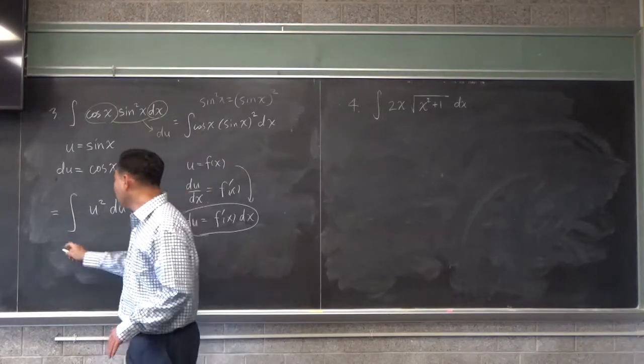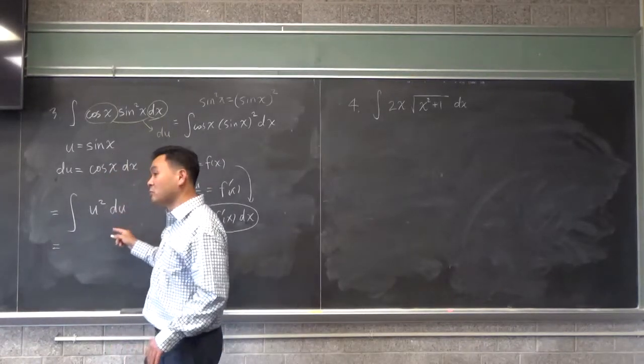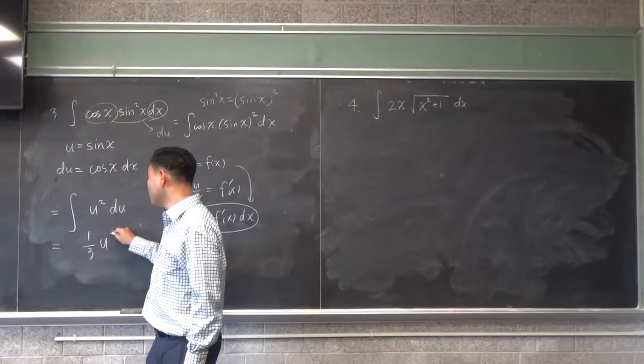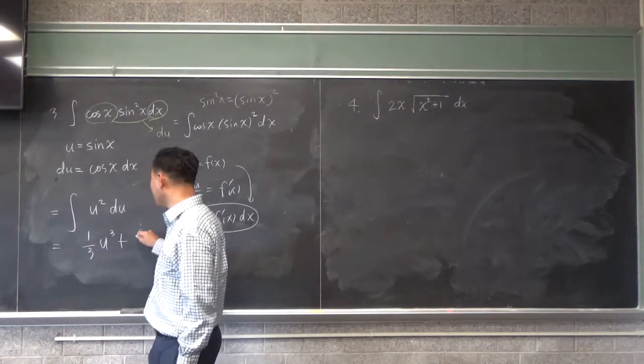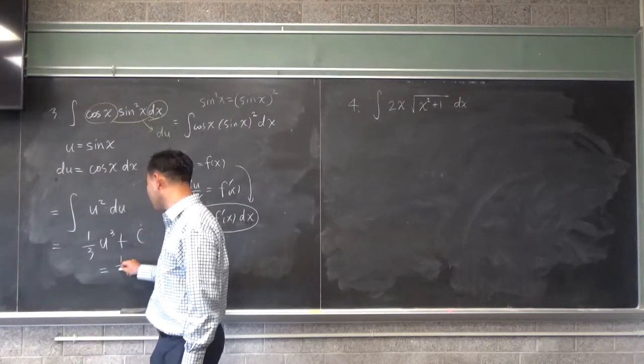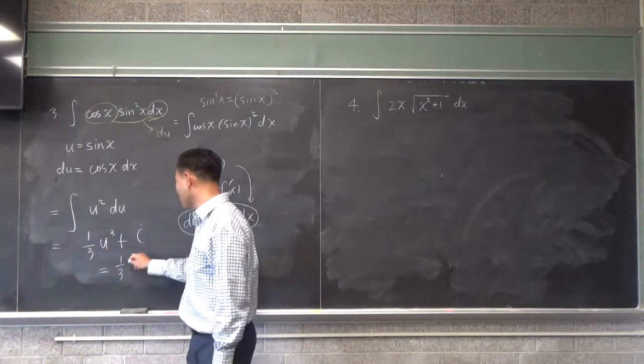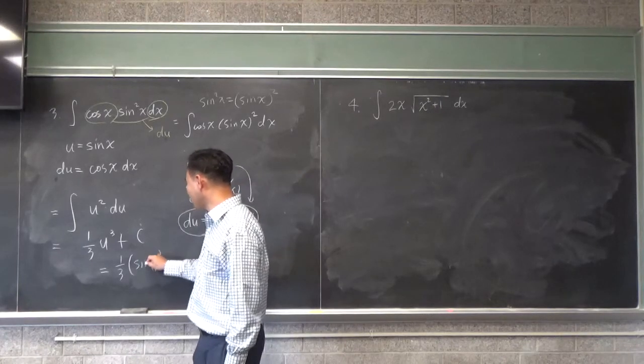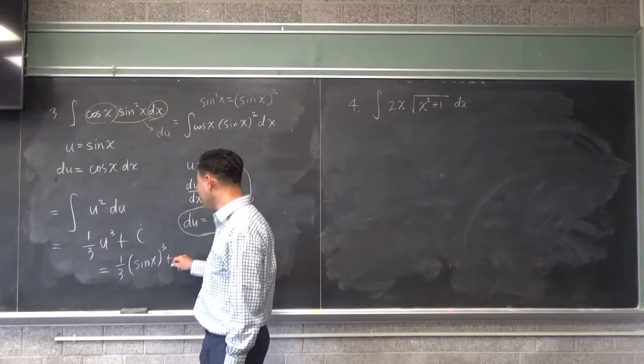Okay? All right, so what is u squared integrated by u? 1/3 u cubed, and then plus c. Okay? Again, some people forgot this. Almost forgot this. I was trying to yell. Okay, corrected. So sine of x cubed plus c.